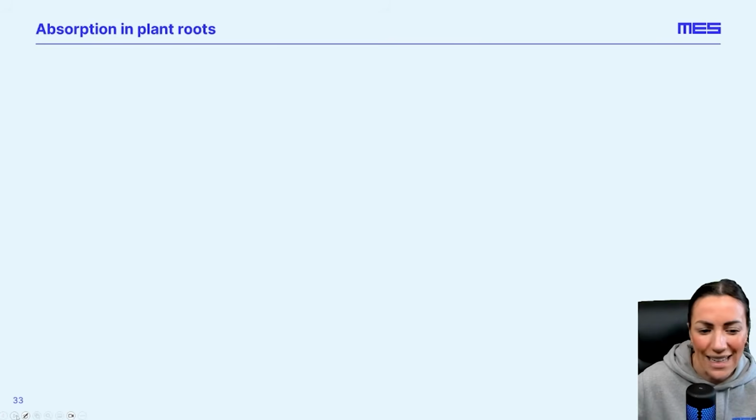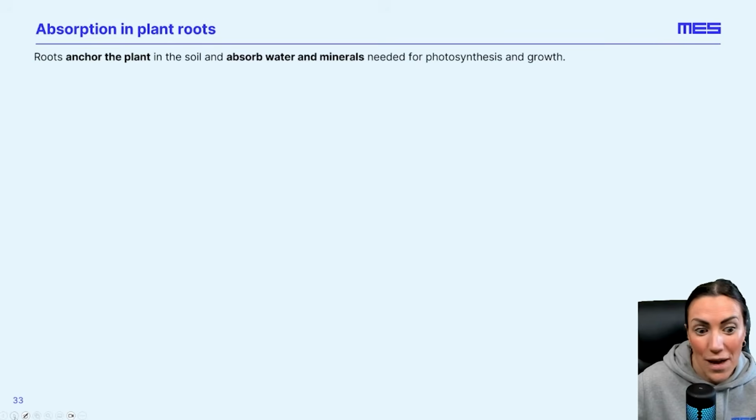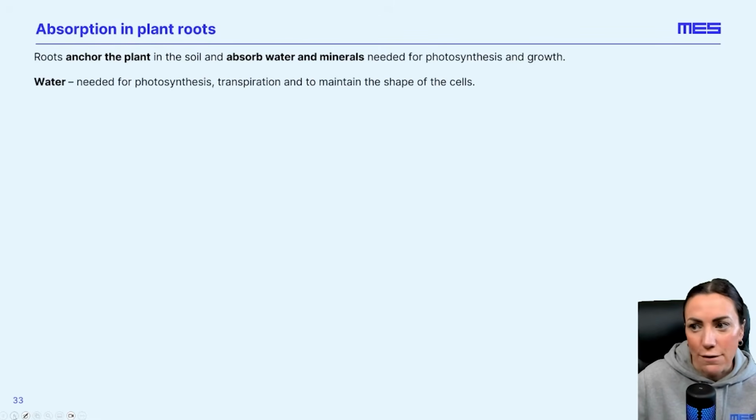Let's think about plant roots, another example of exchange. Now, plant roots, they have various jobs. They anchor the plant in the soil. They hold the plant in place. They absorb water from the soil and minerals that they need for growth. So plants need water for photosynthesis. It's one of the reactants in photosynthesis.